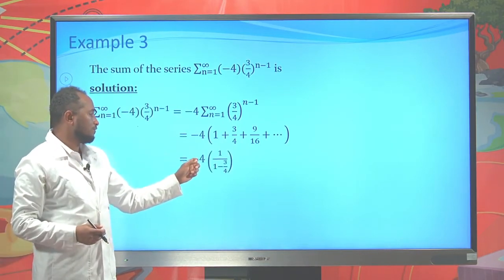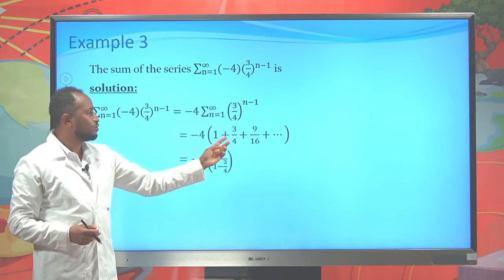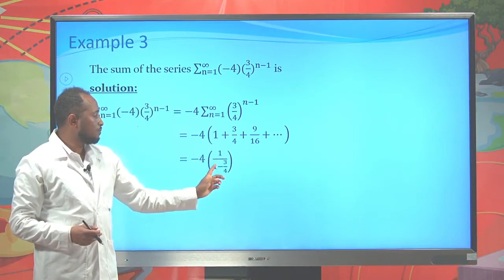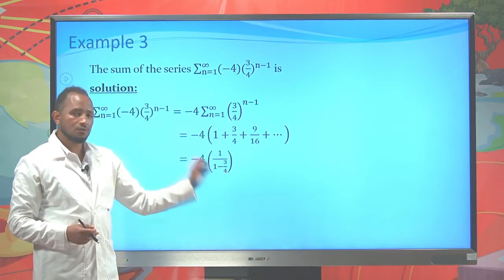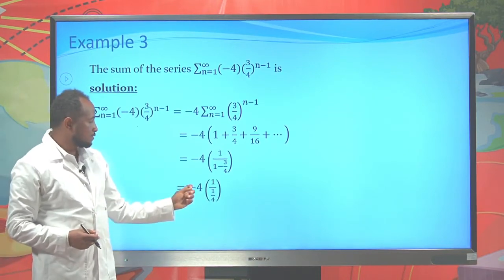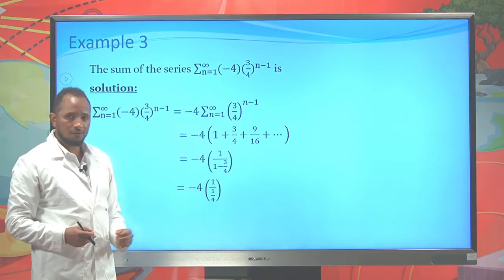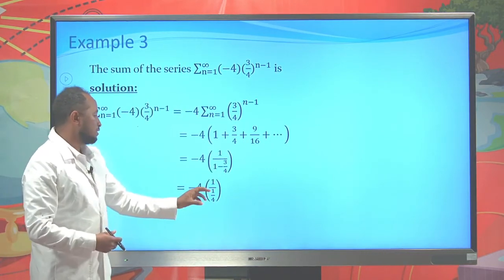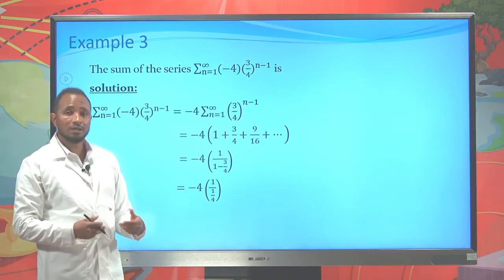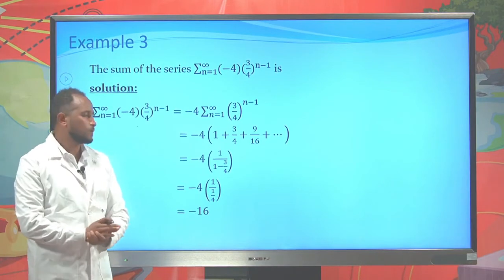It is -4 times the infinite sum, which is given by S infinite equals g1 over 1 minus r. So g1 is 1, over 1 minus r, which is 3/4. Now simplifying this, you get -4 times 1 over 1/4. Taking the reciprocal and multiplying by -4, you get -16. The answer is -16.